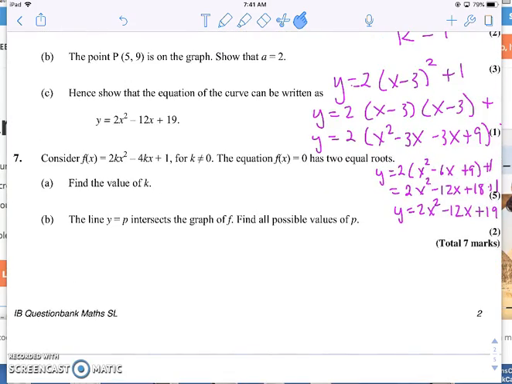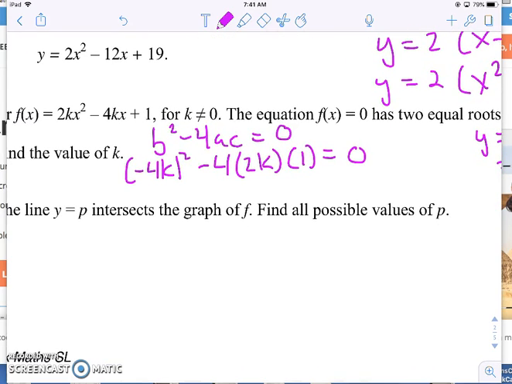So this next one, number 7, consider f of x equals 2kx squared minus 4kx plus 1. Show that it has 2 equal roots. So 2 equal roots means it hits the x-axis once. So we know that b squared minus 4ac has to equal 0. So if we substitute these values in, negative 4k squared minus 4 times a times c has to equal 0.